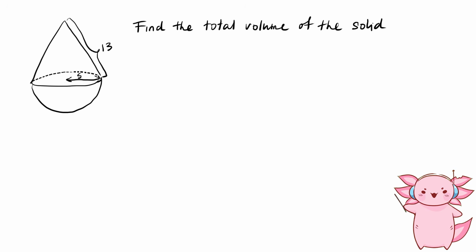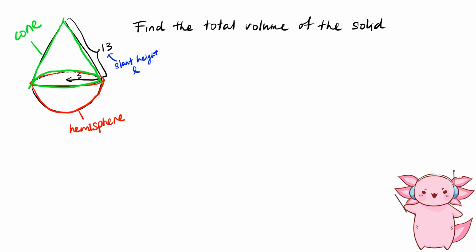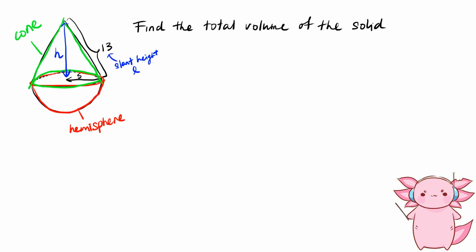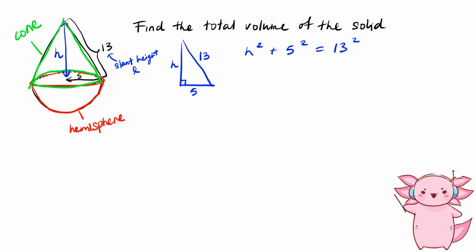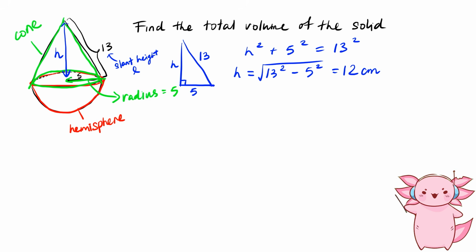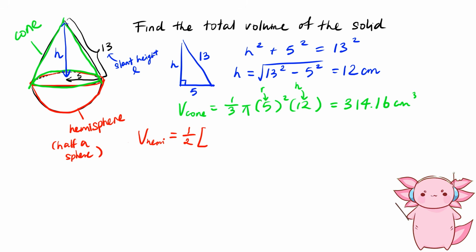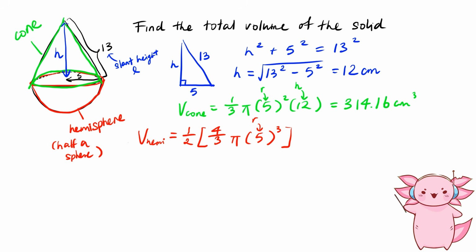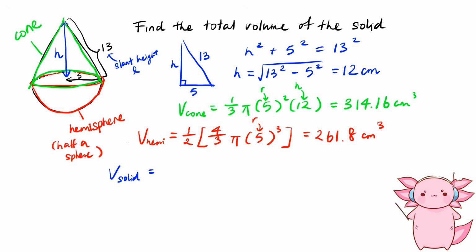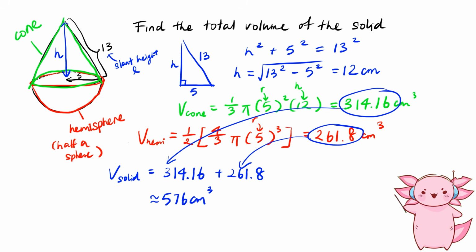For this solid over here, you can see that it's made out of a hemisphere and a cone. So let's start with the cone first, where we are given that the slant height is 13, and we need to find the actual height. So let's use our favorite Pythagoras Theorem and we can get the height of 12. Because the radius is 5, the volume of the cone is 1/3 pi r squared times h, which gives us 314.16. For the hemisphere, since it's half of a sphere, the volume is half times 4/3 pi r cubed, which gives us 261.80.